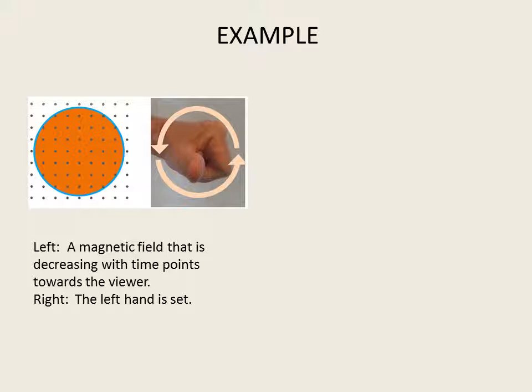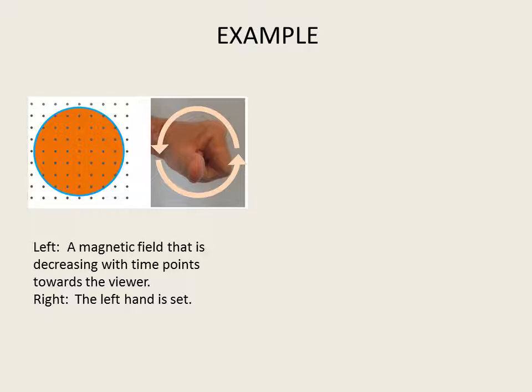A magnetic field that is decreasing with time is pointing towards us, left side of the figure. What is the direction of the induced EMF? The left hand is set as in the right side of the figure. We could have set the hand so that the thumb would point away from us, and that would have been okay. But once the left hand is set, the initial and final fluxes have to be calculated with respect to the direction of the selected normal, the thumb.